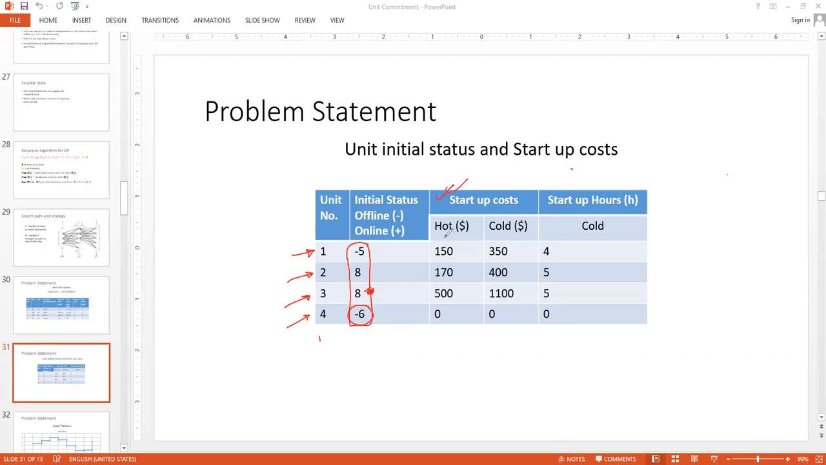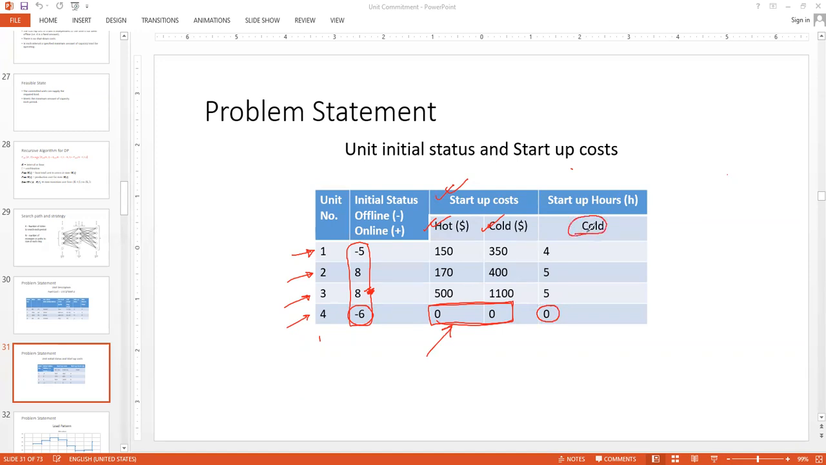The startup costs are there, the hot start cost and the cold start cost for all the units. Interestingly, for unit number 4, there are no startup costs. So probably this is one example of a quick start unit. There is no startup cost associated with it, and you can also see that there are no startup hours required.